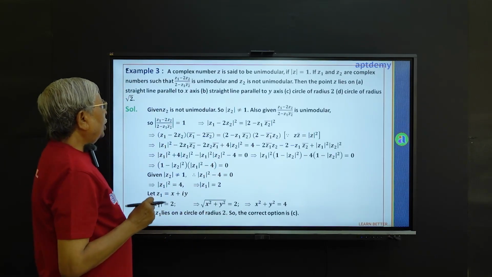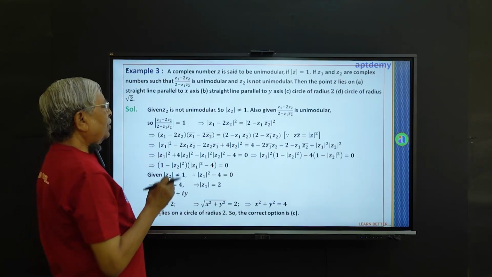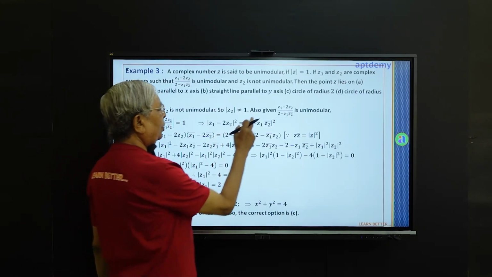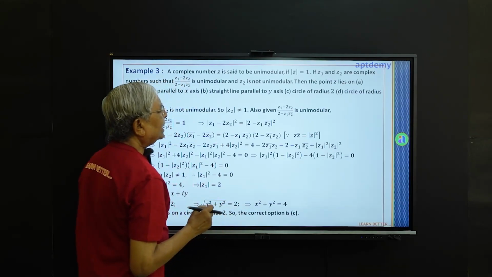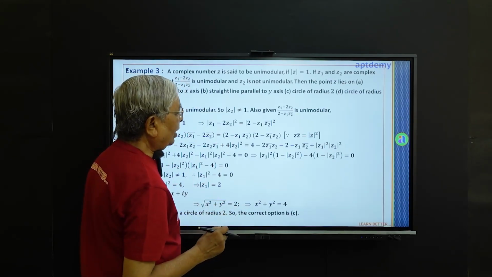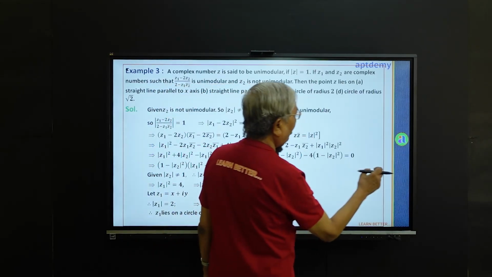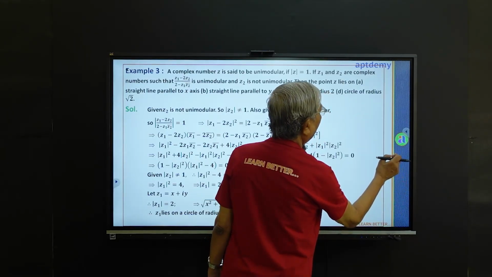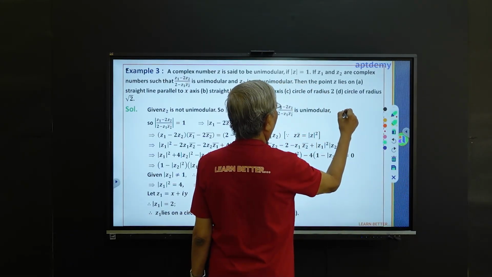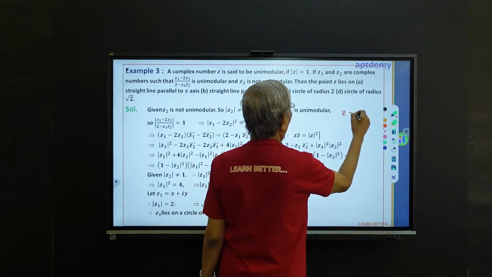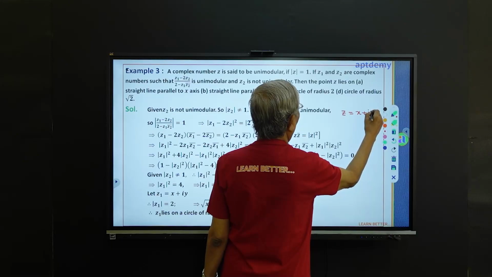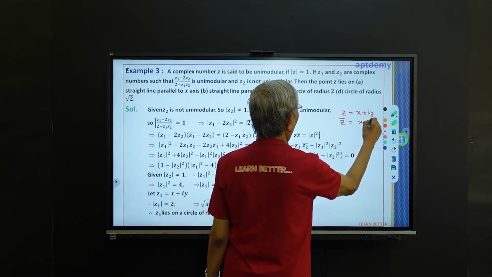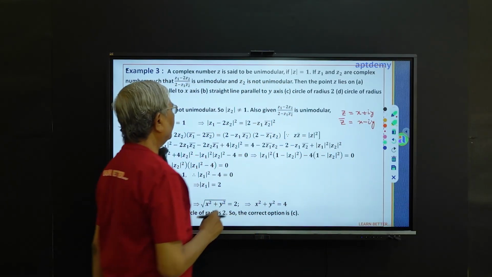Given that z2 is not unimodular, that means mod of z2 is not equal to 1. Also given (z1 minus 2z2) by (2 minus z1 z2 bar) is unimodular. And just now we discussed what z2 bar is. That is the conjugate of the complex number. If z is the complex number, z equal to x plus iy, then what is our z bar? That is the conjugate of z. z bar is x minus iy.